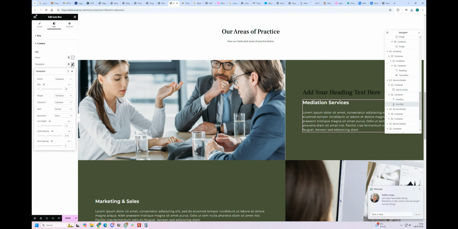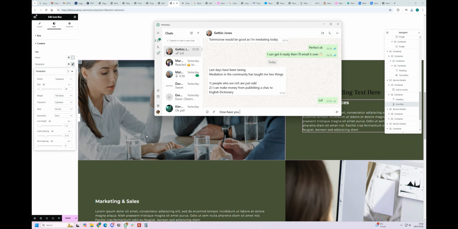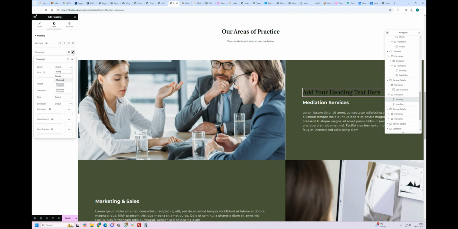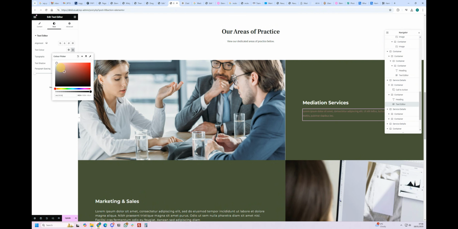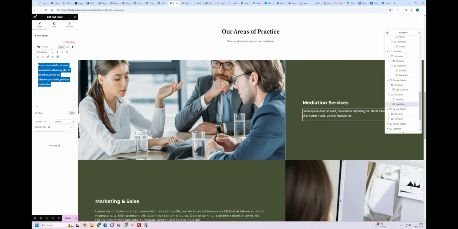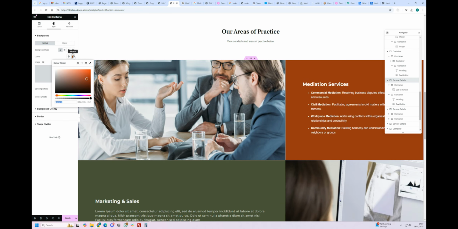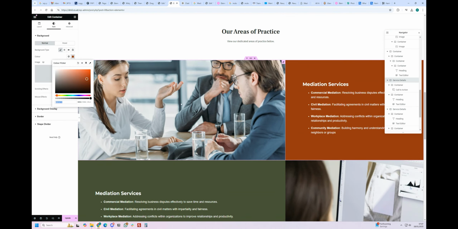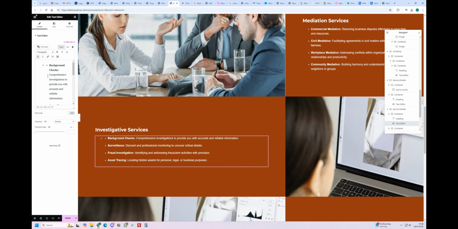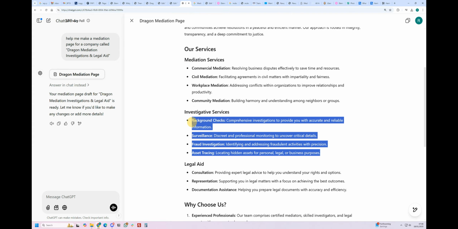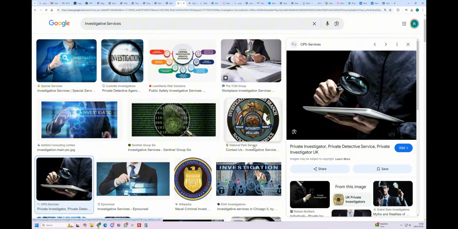Now, anyway, carrying on, what you'll see here now is me designing the rest of the service listings out, or the areas of practice out. You'll see here that I'm actually building out, I think there's 3 different types of services. There's mediation services, there's investigative services, and I believe the last one is legal first aid.